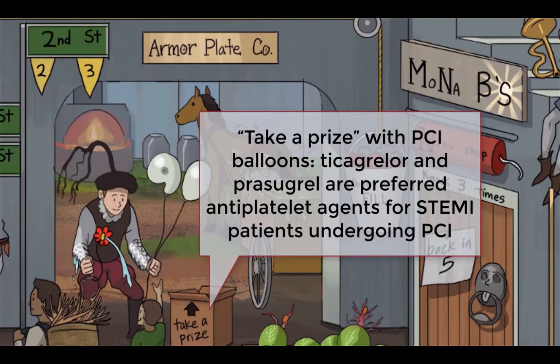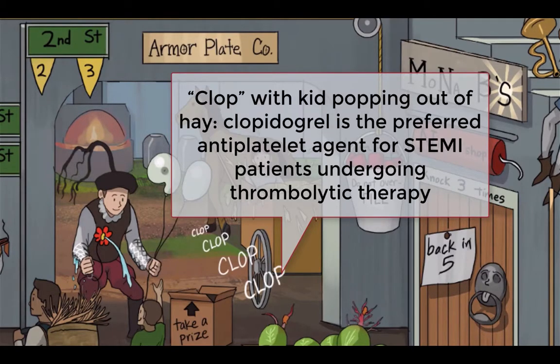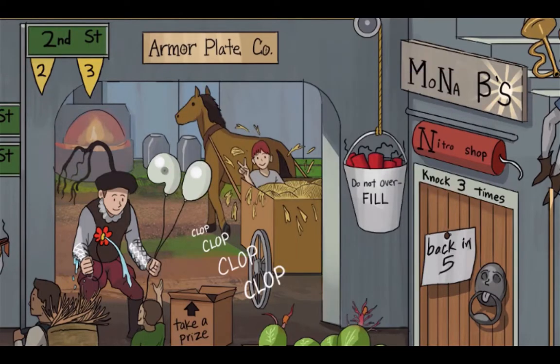We've placed a take a prize box next to our stented friend over here to remind you that ticagrelor and prasugrel are preferred agents for STEMI patients undergoing PCI due to decreased mortality from stroke and MI. That's take for ticagrelor and prize for prasugrel. On the other hand, patients who are unable to get PCI and get thrombolysis instead are treated with clopidogrel, symbolized by the horse Klops going by. Clopidogrel is preferred simply because the other agents haven't been studied in conjunction with thrombolytic therapy.